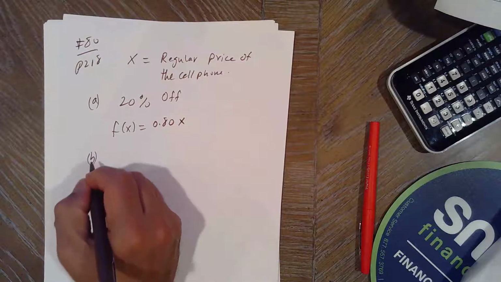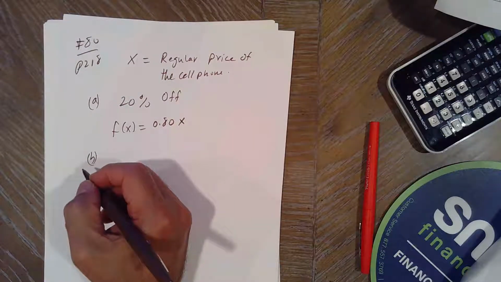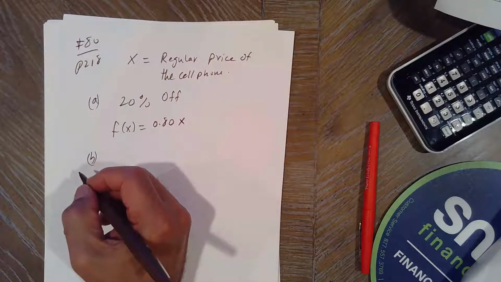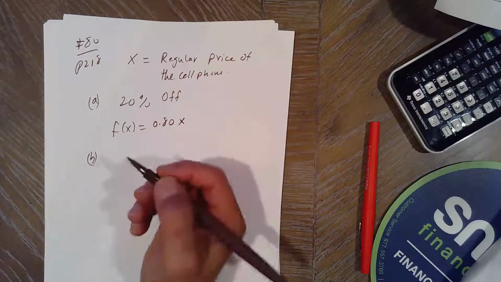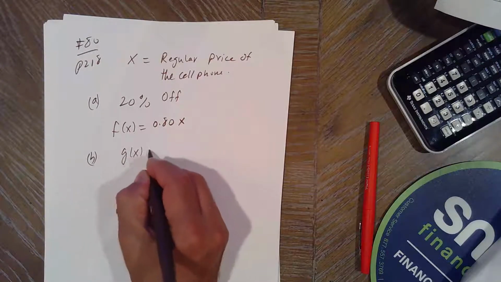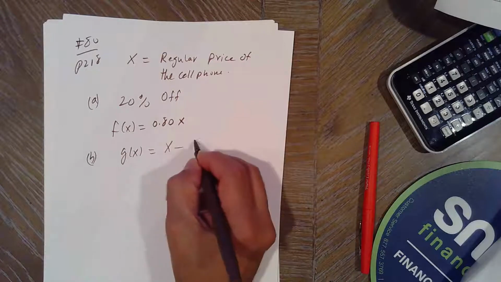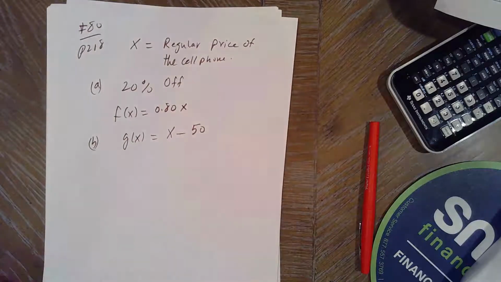And part B, suppose only the $50 coupon applies. Find a function g that models the purchase price. So if it's $50 off, it's x minus 50, and that's going to be your purchase price.